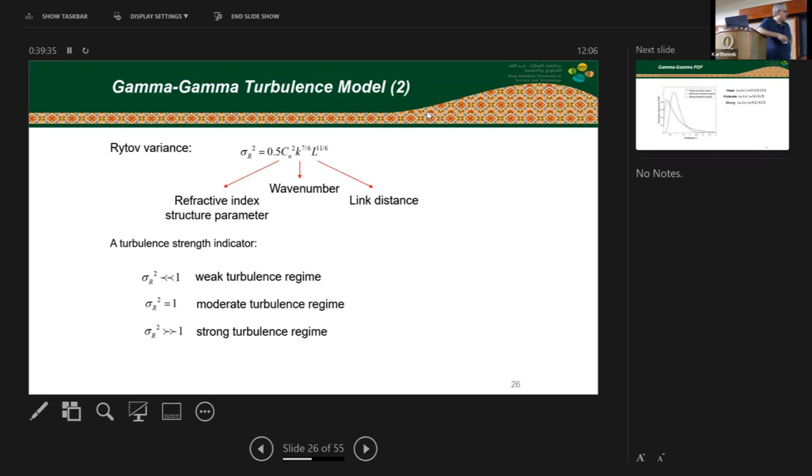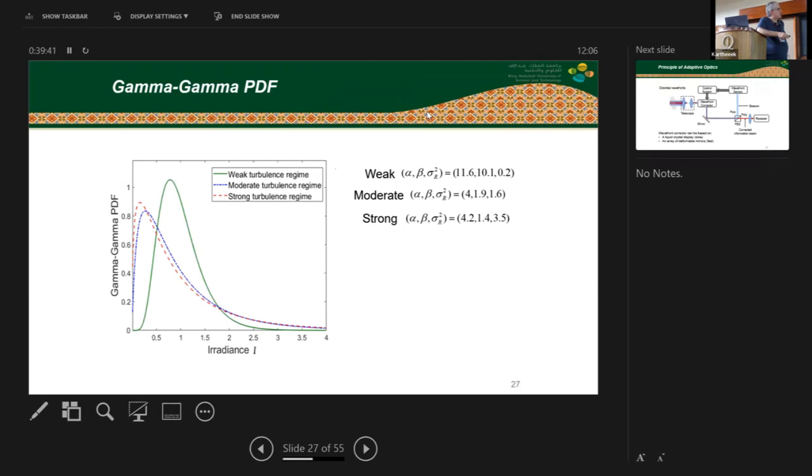And what it means is that if you have these different values, sigma less than one, sigma 1.6, sigma 3.5, you end up with these three illustrations of the gamma-gamma distribution. But clearly, when you have strong turbulence, you have a heavy tail on this side, which means you have very bad performance. Okay, but it's not under your control. It's dependent on the kind of channel you have.